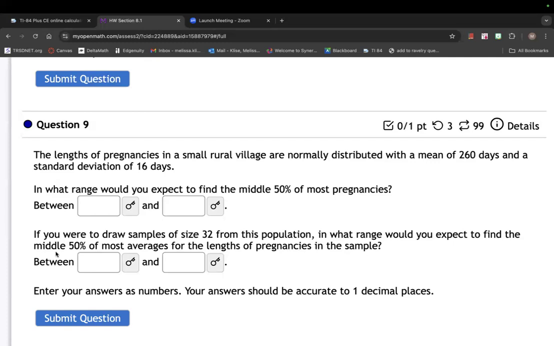Questions. Did you say if the sample size is given, use the new standard deviation, and if it's not, use the old one? Yes, exactly. Okay, awesome. Thank you. That wraps it up beautifully. You're welcome.